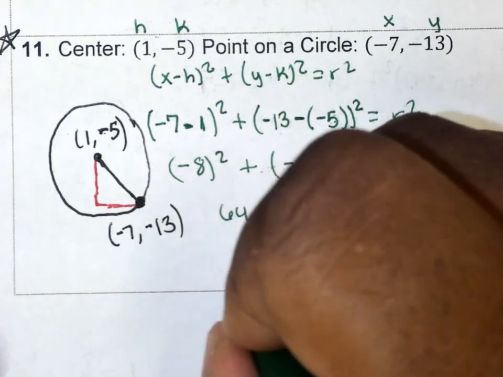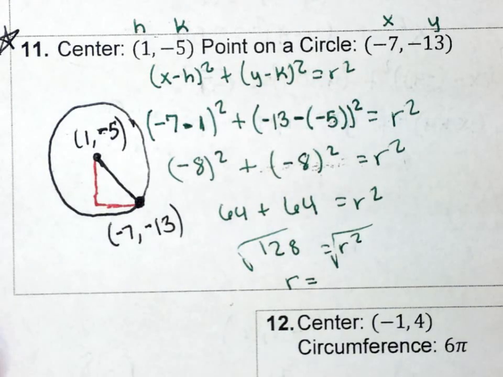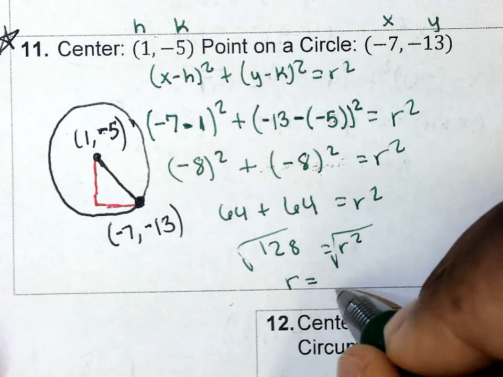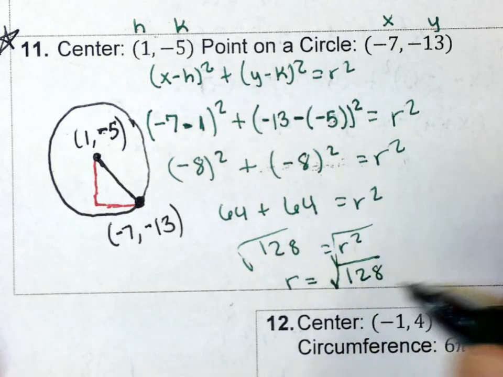Take the square root. If you get a decimal, keep it that way. Or if you get a long decimal, and I'm pretty sure y'all do, right? Yeah, so keep it at square root of 128.